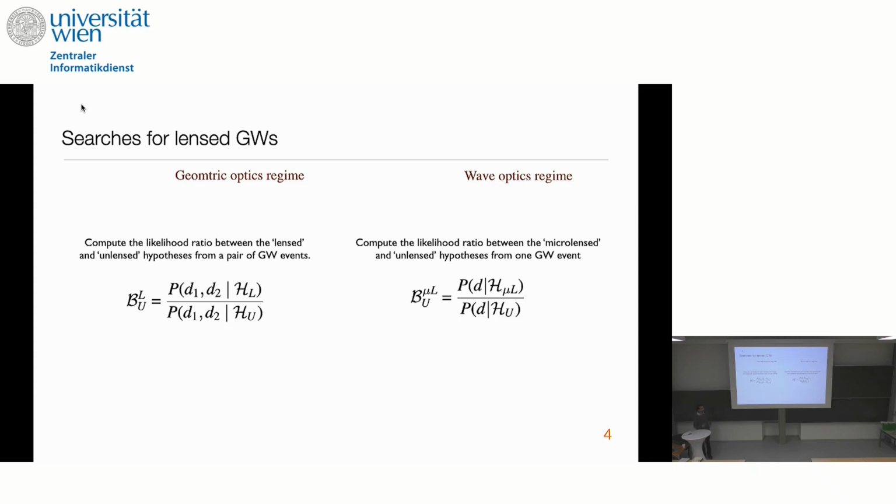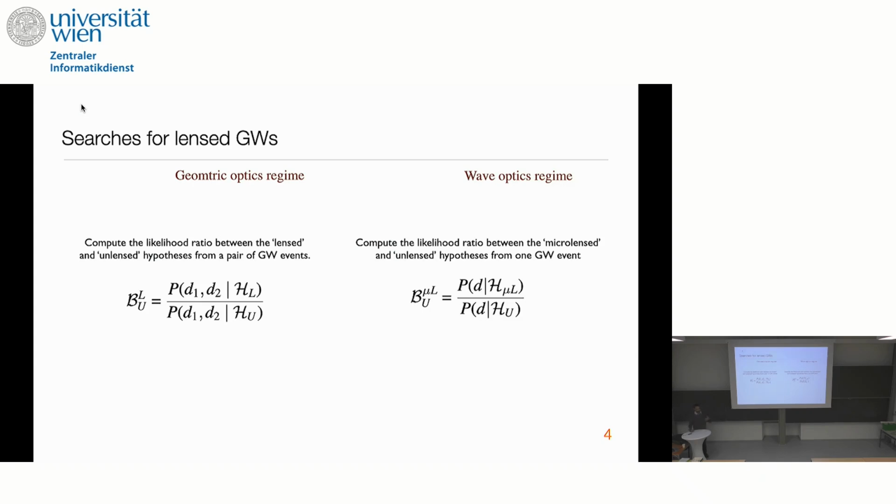In the case of strong lensing, which produces multiple images, we're basically asking, if you take a pair of events, two gravitational wave signals recorded in the data, D1 and D2, there are two possibilities. One is that these two events are produced by the strong lensing of a single merger happening somewhere, or they could be produced by two independent mergers happening in different parts of the universe. So you have two hypotheses: the lensed hypothesis and the unlensed hypothesis. You can compute a Bayesian likelihood ratio between the two hypotheses given the data D1 and D2.